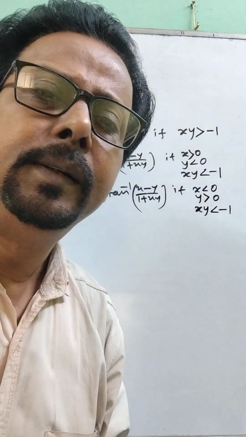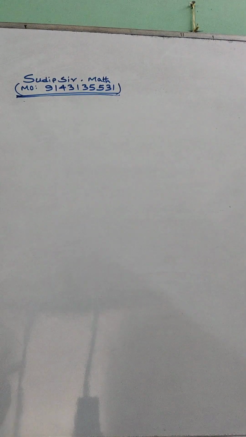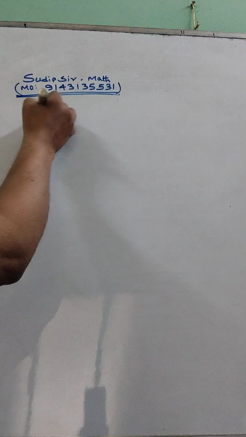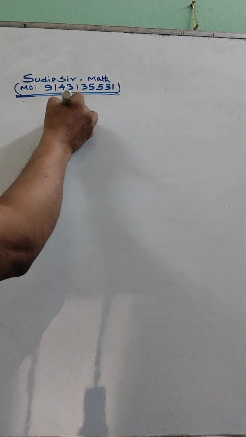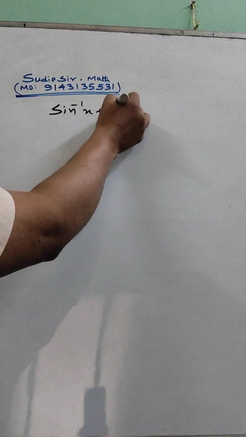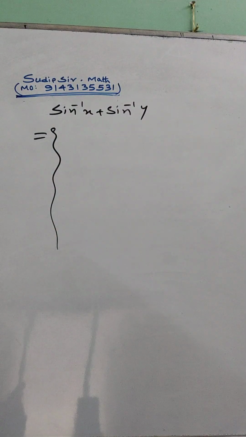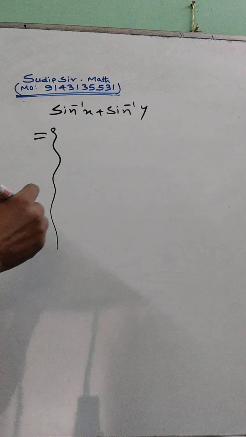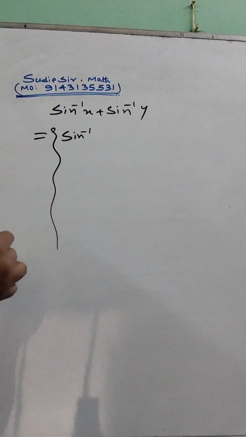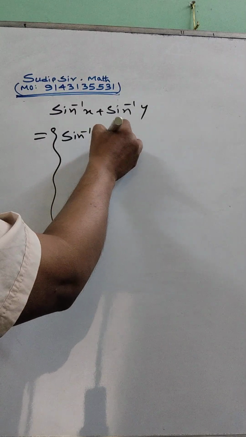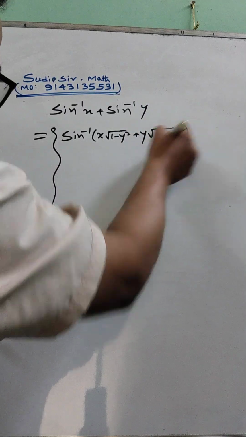Similarly, for sine inverse x plus sine inverse y, it will be equal to sine inverse of x root over (1 minus y square) plus y root over (1 minus x square).